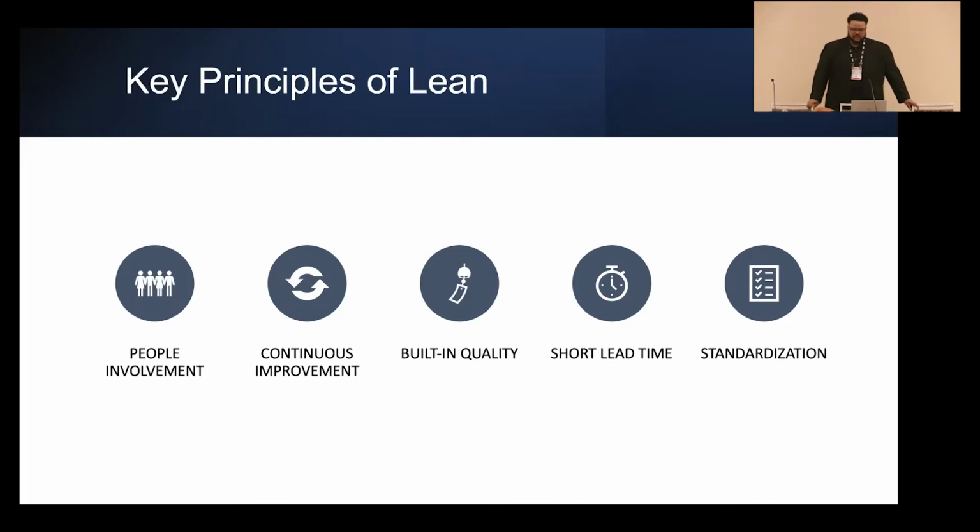So the key principles of lean. 5 primary key principles: people involvement, continuous improvement, built-in quality, short lead time, and standardization. And each of these has their proper places. For the sake of time, we're going to focus on standardization in this presentation, but we're going to provide an overview of some of these different elements.